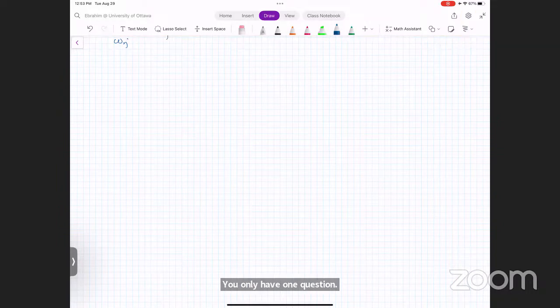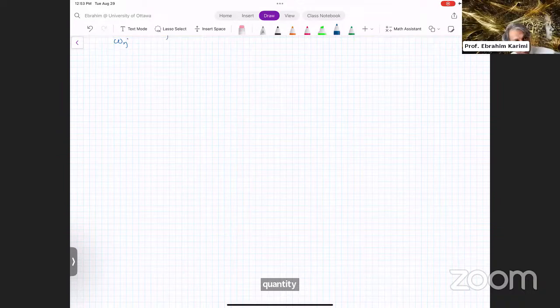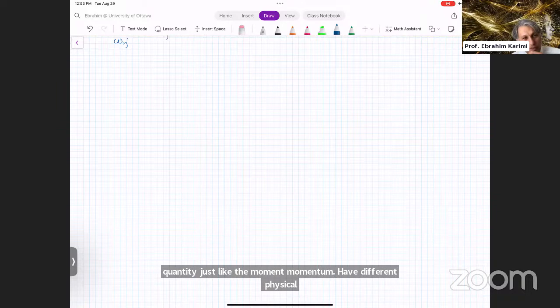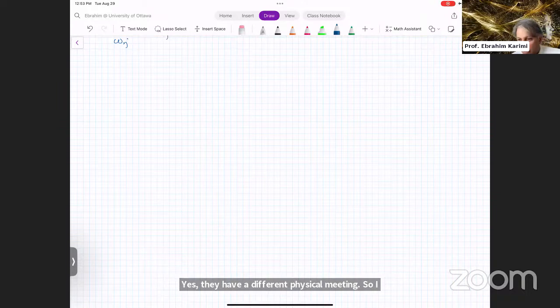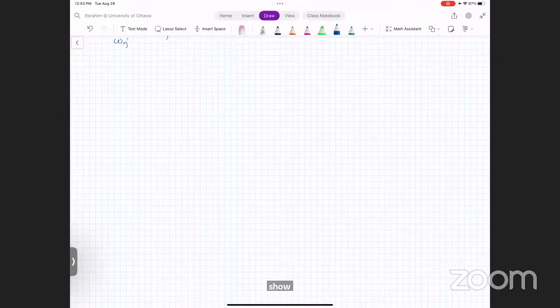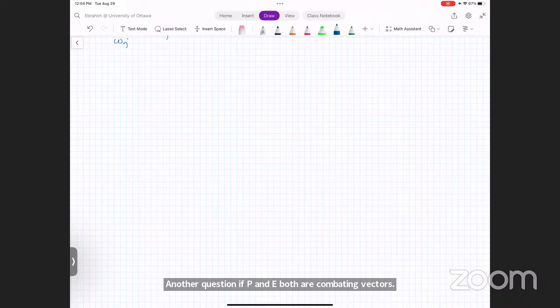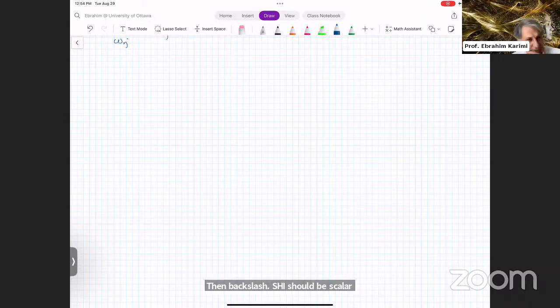Are contravariant and covariant vectors representing the same quantity, just like the momentum? Do they have different physical meaning? Yes, they have different physical meanings, and I will show that in the next subject. Another question: if P and E both are covariant vectors, then psi should be a scalar? Not necessarily. It can be a mixed tensor.